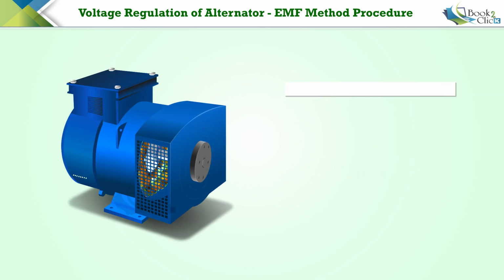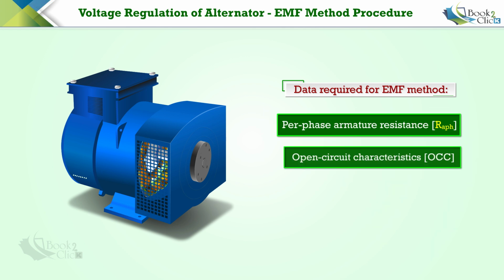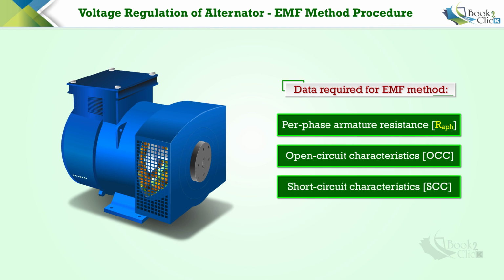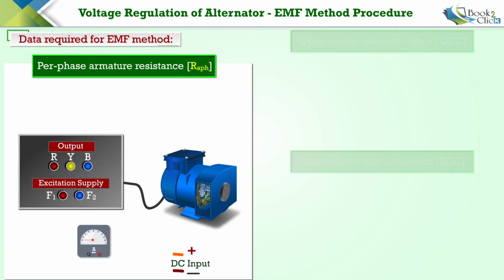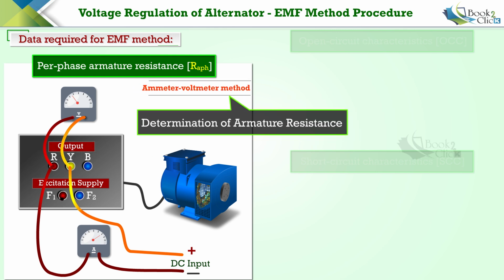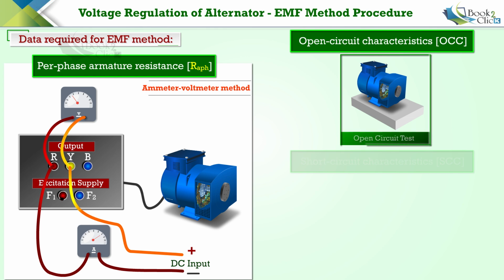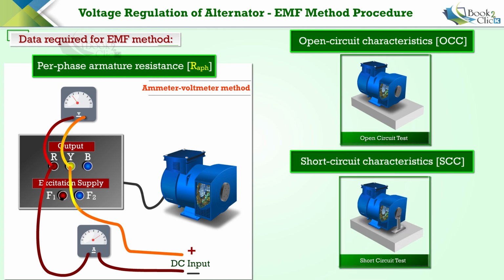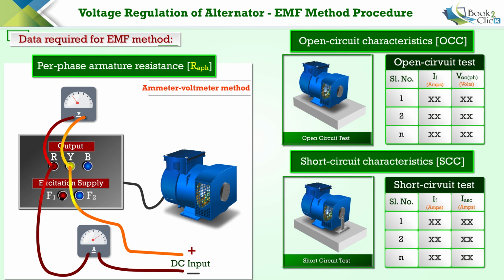To calculate the voltage regulation of an alternator using the EMF method, we should determine the per-phase armature resistance, open circuit characteristics, and short circuit characteristics of that alternator. We can calculate the per-phase resistance of the alternator using the ammeter-voltmeter method. Watch our video, Determination of Armature Resistance, to understand how to calculate the per-phase resistance of the alternator. Now, conduct open circuit and short circuit tests on the alternator and tabulate the readings.